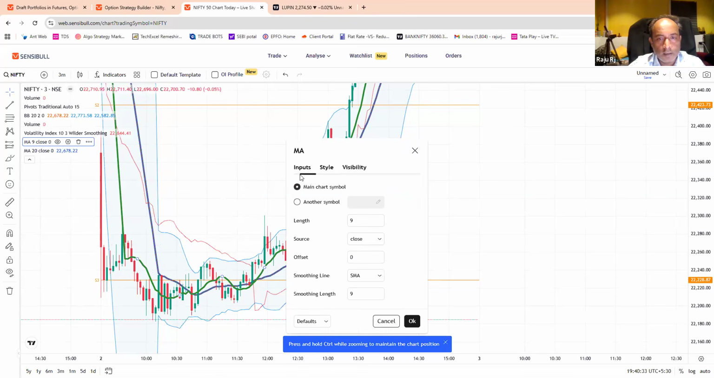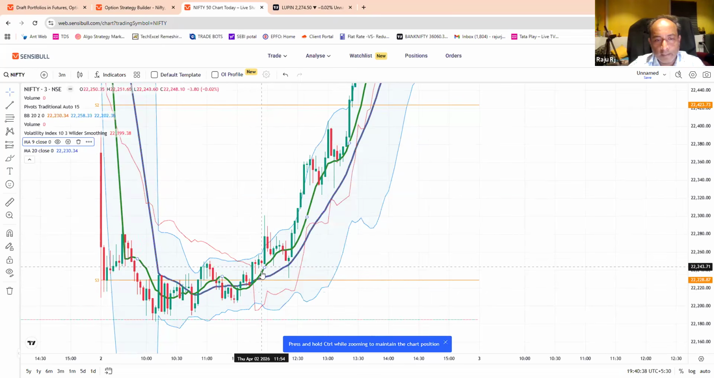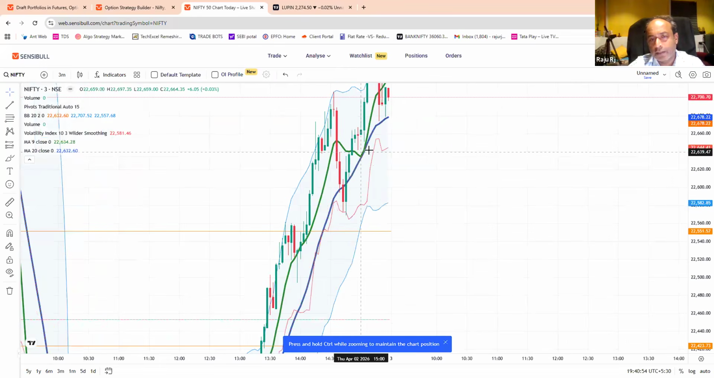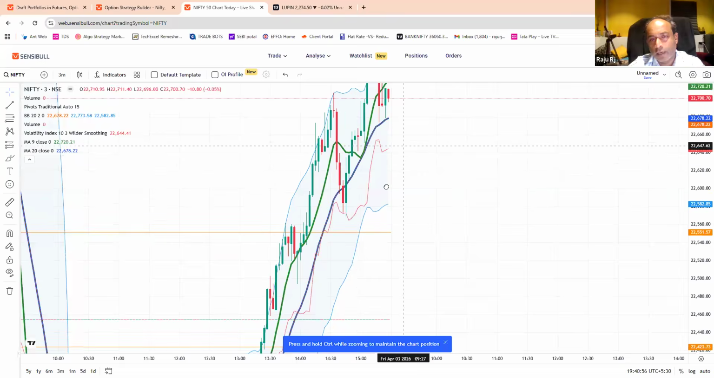Okay, this one is the 9-day, the green one, crossing the blue one, the purple line. You can see here, you can enter here. Again, you can check the Bollinger Band. It is above the upper Bollinger Band. Just enter simply, and stay in till it touches or crosses over here. Here it has touched, still not crossed over, still no exit.